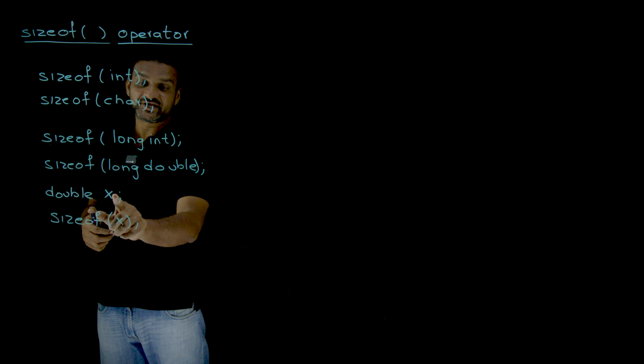I have declared a variable x, and we can use the concept of sizeof for variables also. For example, if there is a variable and you want to know its size, you can just give the name of the variable in the sizeof operator, and you will get the size. So try to understand this.